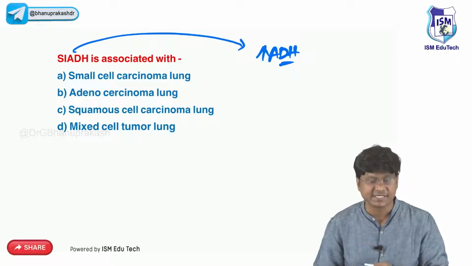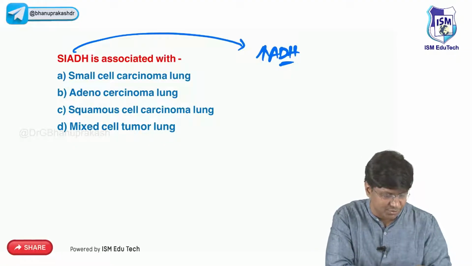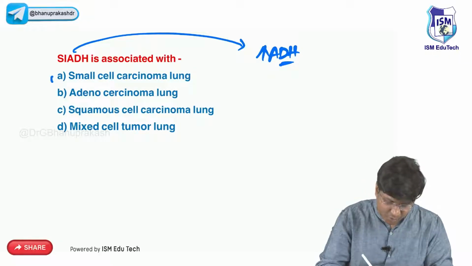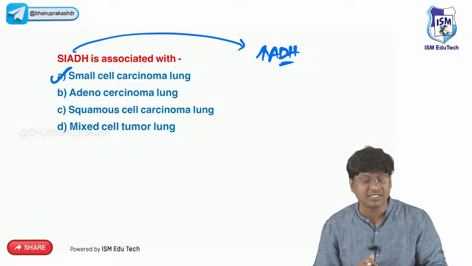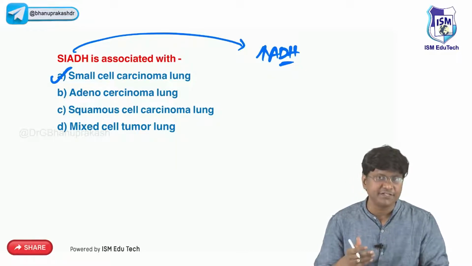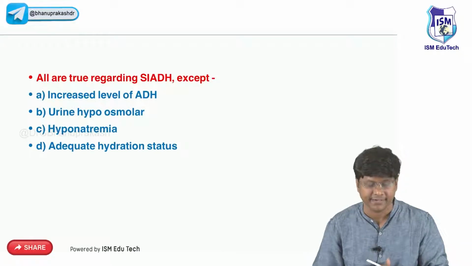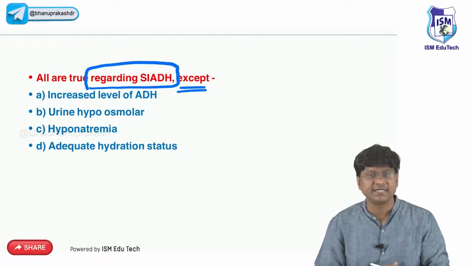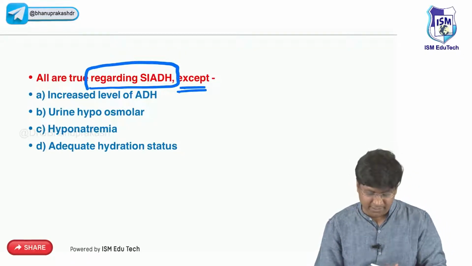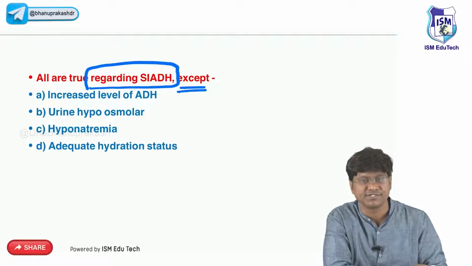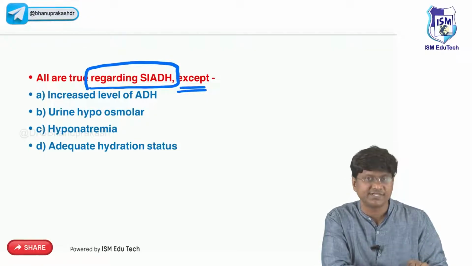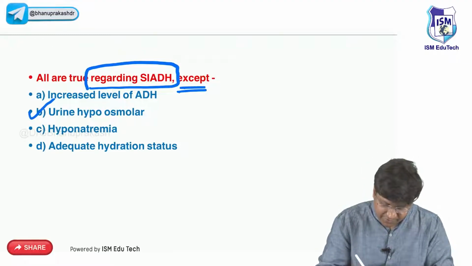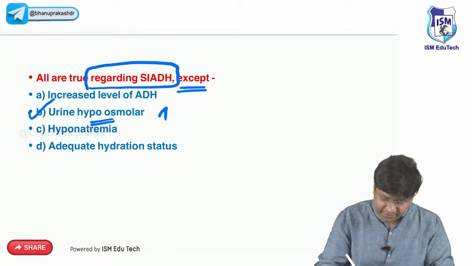Now, SIADH is associated with which type of bronchogenic carcinoma? Right. SIADH is associated with oat cell carcinoma, which is also called small cell carcinoma of the lung. Now, if you take the features of the syndrome of inappropriate antidiuretic hormone, all are true regarding SIADH except increased levels of ADH, urine being hypoosmolar, hyponatremia will be there, adequate hydration status will be there. So what do you think is the incorrect statement? Please remember, in patients with syndrome of inappropriate antidiuretic hormone, the urine will not be hypoosmolar, urine will be hyperosmolar.